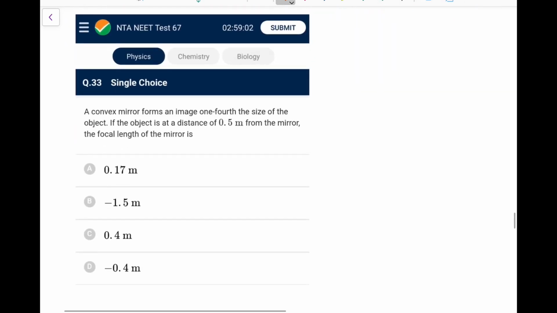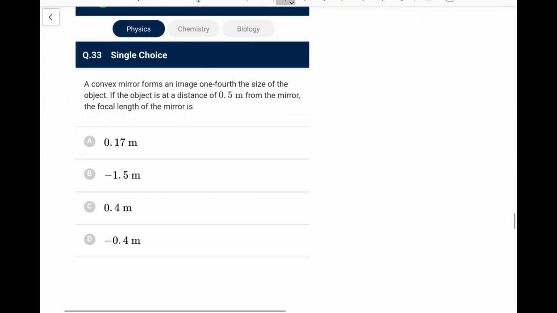Next one, a convex mirror forms an image 1/4 the size of the object. Because it is a convex mirror, m would be plus 1 by 4, no doubt, because it is an erect image, so magnification is plus 1 by 4. If the object is at a distance 0.5 from the mirror, the focal length of the mirror is, and magnification is minus f upon u minus f, you remember.